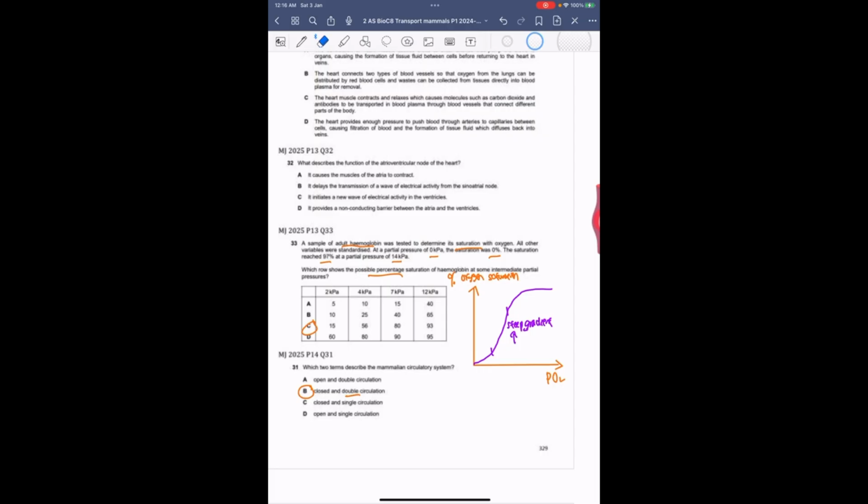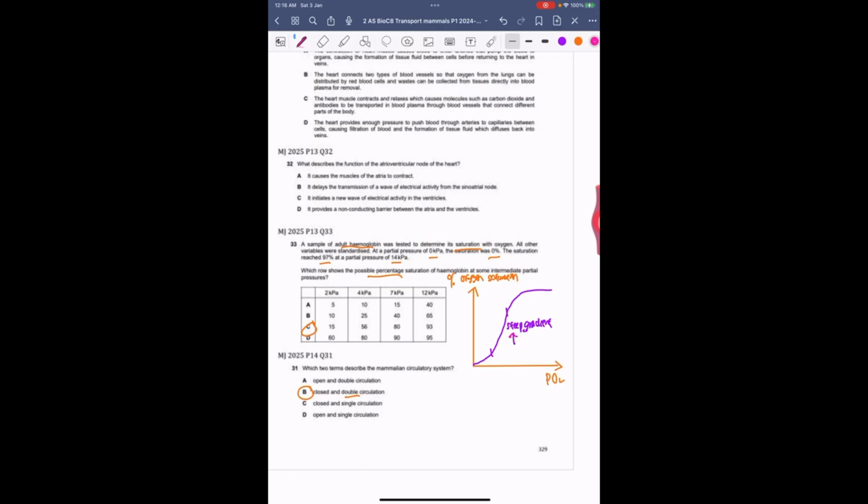Because from the 2 kPa, right, steep increase in equilibrium. So the answer is C, because in the 2 kPa, when you increase to 4 kPa, 7 kPa, 12 kPa, so you can see between 2 and 4, there will be a very steep increase.